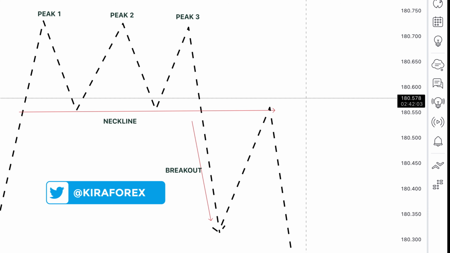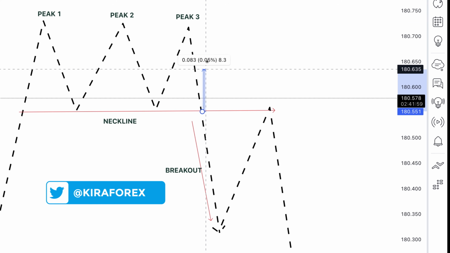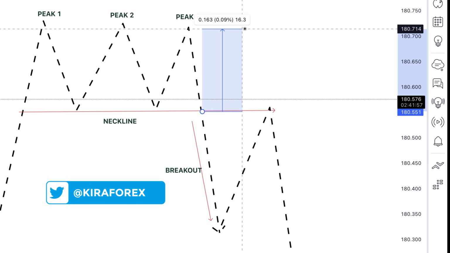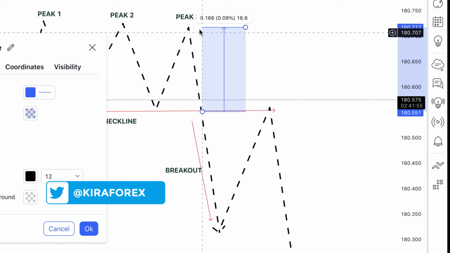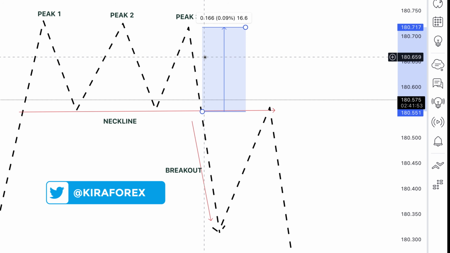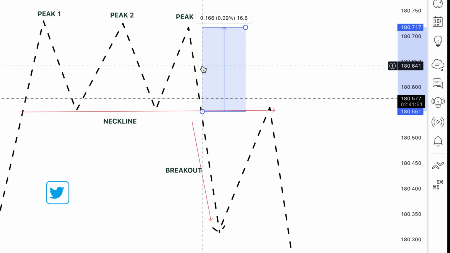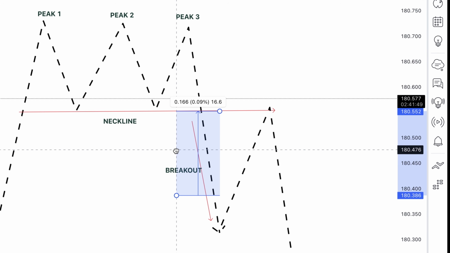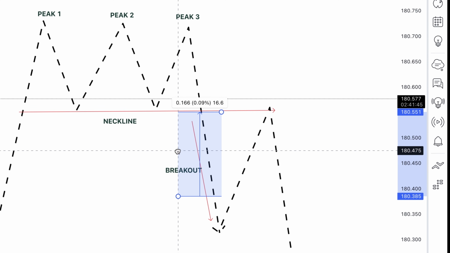You measure from the neckline to the peak. So the number of pips you get at the peak, that is the same measurement you are going to use when you are taking your entries from the neckline or from the retest point.